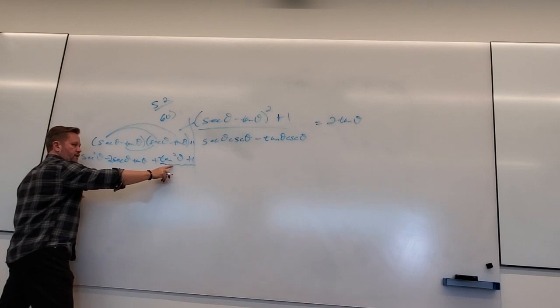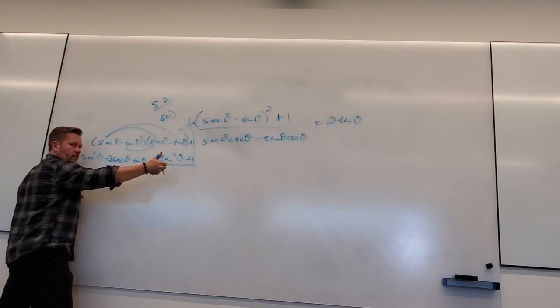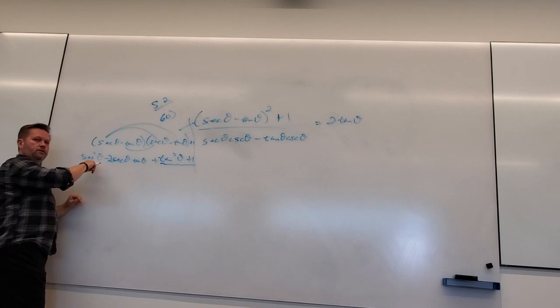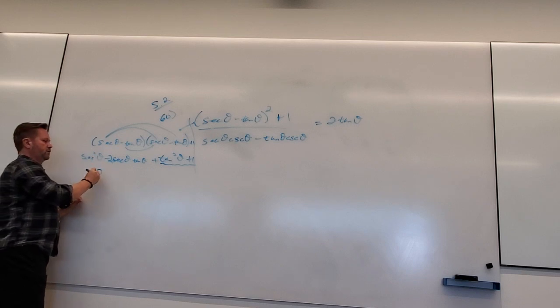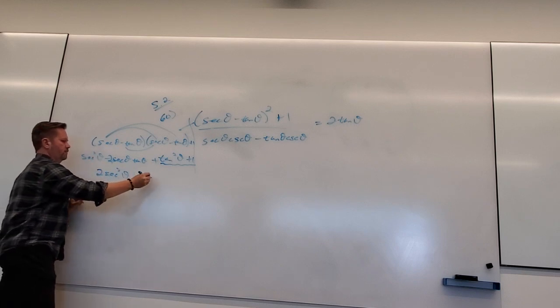So is there any agreement that tangent squared theta plus 1 is secant squared theta? Yeah, okay. And don't I have another secant squared theta? Yeah. So don't I get 2 secant squared theta on the top?